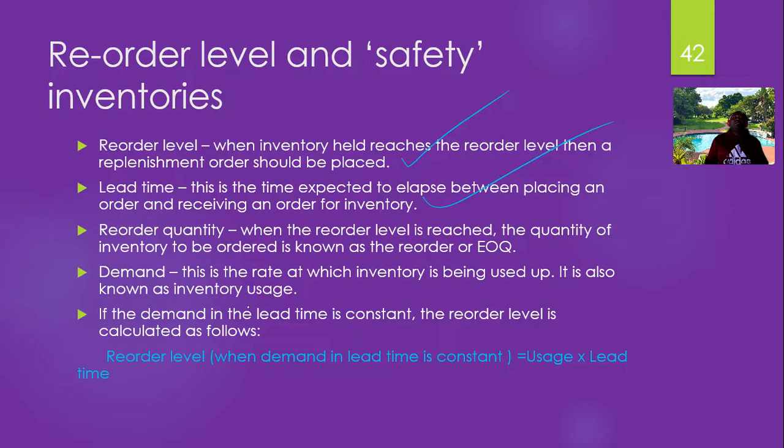Then we have got the reorder quantity. When the reorder level is reached, the quantity of inventory to be ordered is known as the reorder quantity or the economic order quantity. Then demand. This is the rate at which the inventory is being used up. It is also known as inventory usage. If the demand in the lead time is constant, the reorder level is calculated as follows. Reorder level, when demand in lead time is constant, is equal to usage multiplied by lead time.